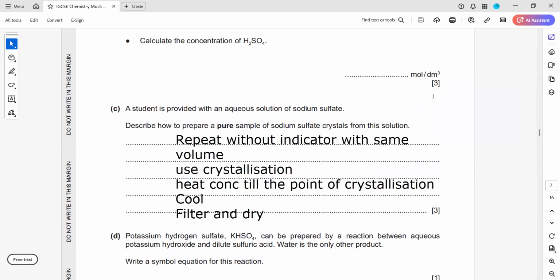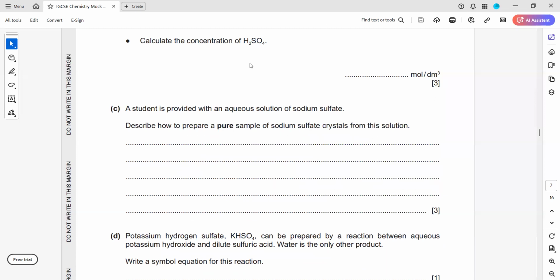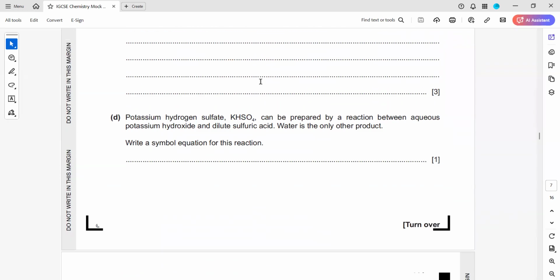One second, bro. We will use a Bunsen burner, heat aqueous sodium sulfate. Sir, why you didn't mention green fuel? Crystals. You did? No, sorry, sir. One mark only you will miss, that is repeating without indicator. Sir, why you didn't write funnel? I'm going to write, right?